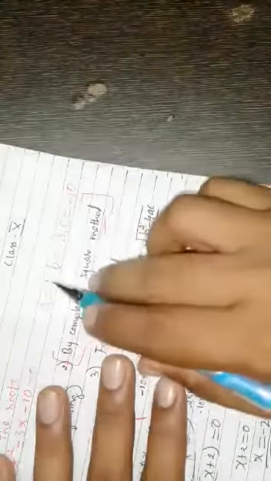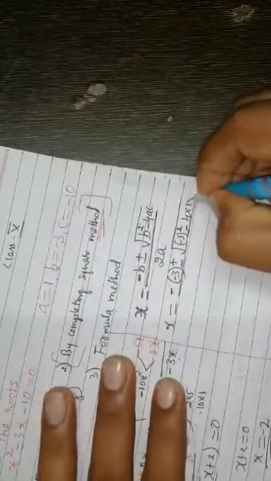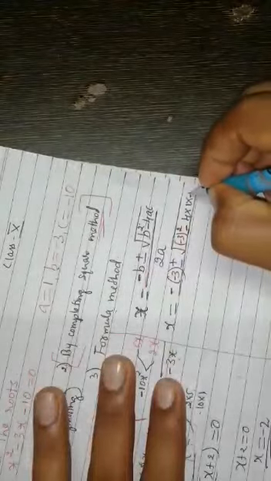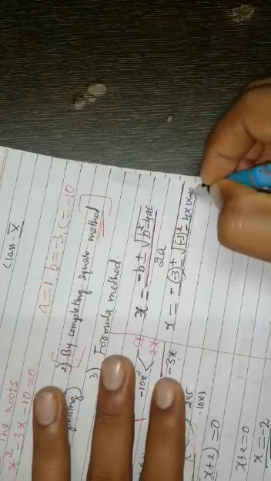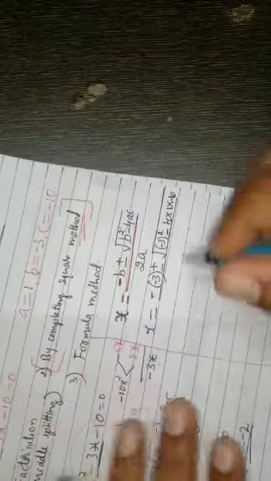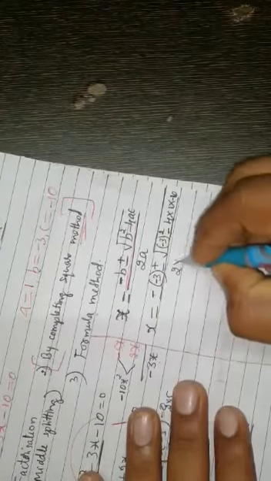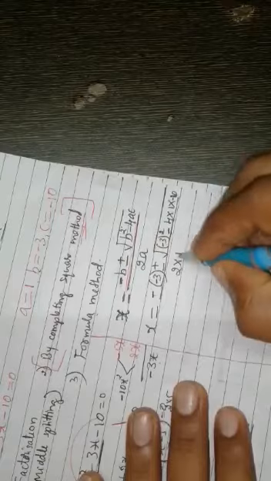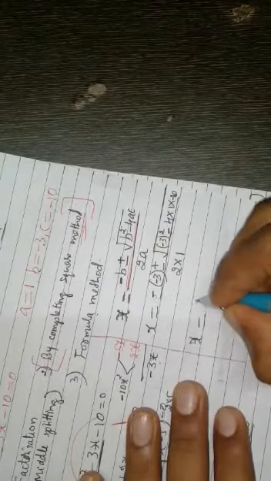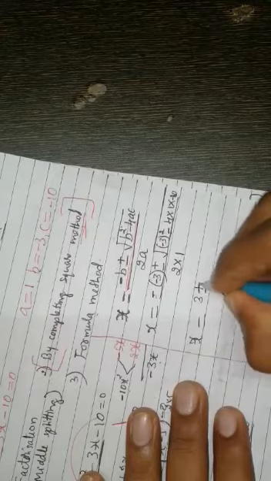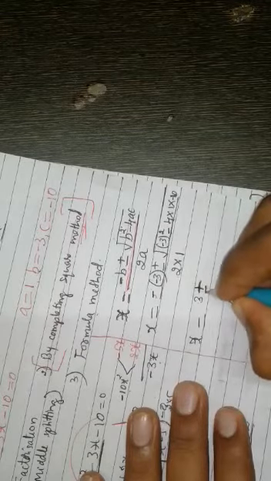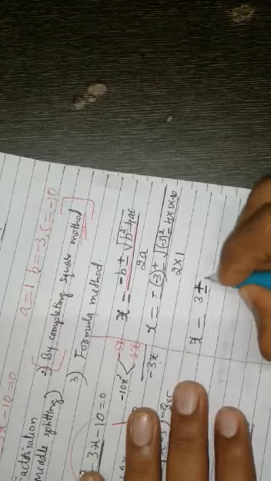What is the a value? The a value is 1. What is the c value? That is minus 10. Along with the sign you must write everywhere. Then 2a: 2 into what is the a value? The a value is 1. So x is equal to minus into minus, that is plus 3, plus or minus.